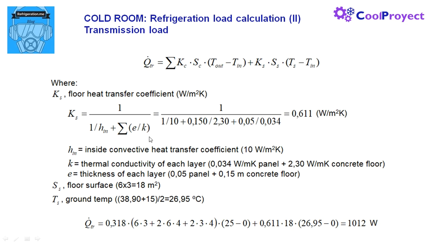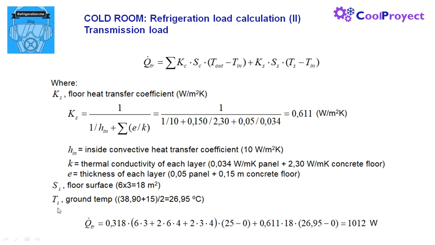First layer is the concrete floor. Here we have the thickness of the concrete floor, and here we have the thermal conductivity. And here we have the thickness of the polyurethane panel and the thermal conductivity for the panel. Here is the solution for this coefficient. And on the other hand, we have the floor surface. In this case it is 18 square meters.